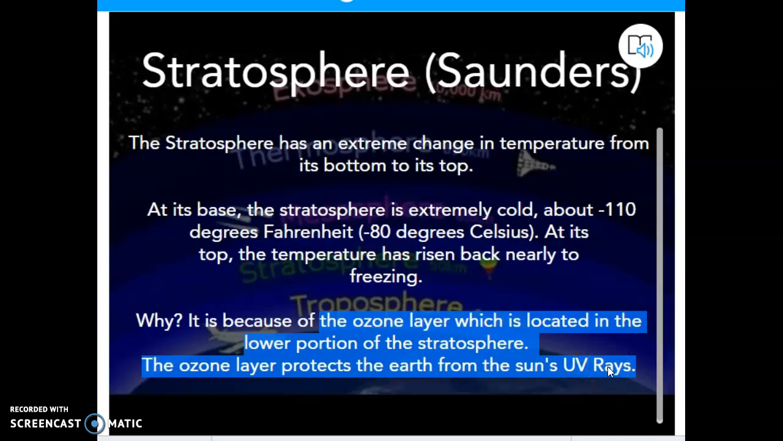We've heard about the sun, we've heard about radiation, we've heard about UV rays before. We just studied that in conduction, convection, radiation. Now we're already seeing that we're building on that knowledge with the fact that the stratosphere, inside of that layer, inside of that sphere, is another little layer called the ozone layer. And the ozone layer protects the Earth from the sun's UV rays.